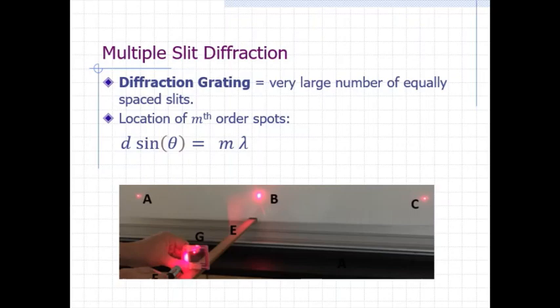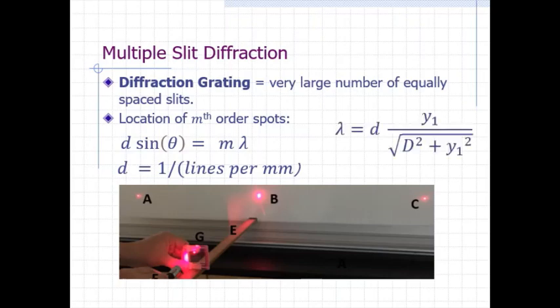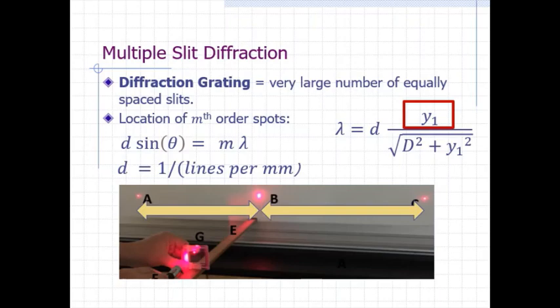Diffraction gratings are usually labeled with the number of lines per millimeter, so d in millimeters is just the reciprocal of this number. Using a diffraction grating with a known d and measuring pertinent distances, we can calculate the wavelength. For m equals 1, the wavelength is equal to d times y1 over the square root of big D squared plus y1 squared. Here, y1 is the distance of the first order spot, labeled A or C in the picture, from the zero order spot, which is labeled B in the picture. So y1 is either distance AB or BC.